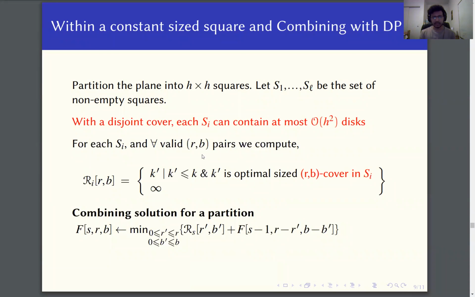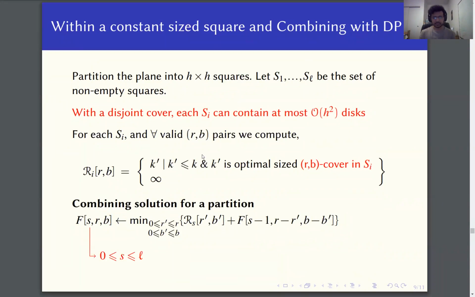For a given partition, across the squares S1 through Sl, we combine the solution using a simple dynamic programming procedure where F[S,R,B] stores the minimum number of disks required to cover exactly R red and B blue points among the first S non-empty squares. Hence, the range of S is from 0 to l.